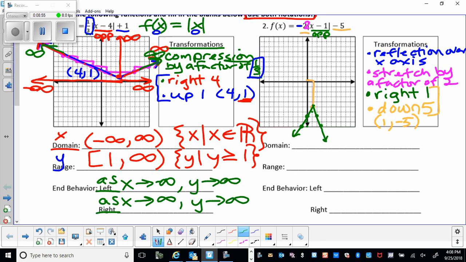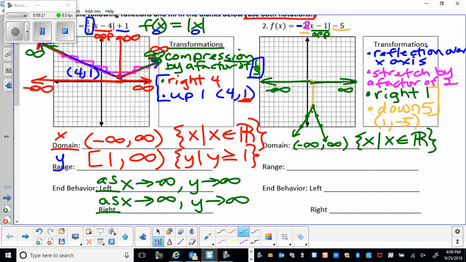Okay? Now, if I want to talk about the domain, well, it's going forever to the left and forever to the right. So it's going from negative infinity to positive infinity, domain-wise. With set notation, that, remember, is the x's, and the x's are real numbers, all real numbers.